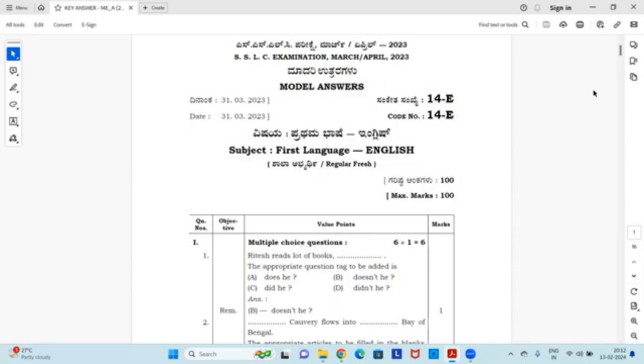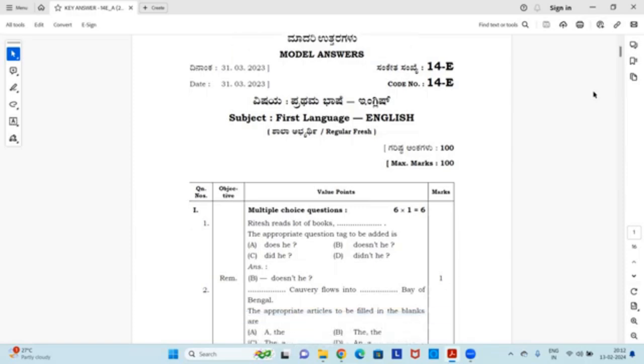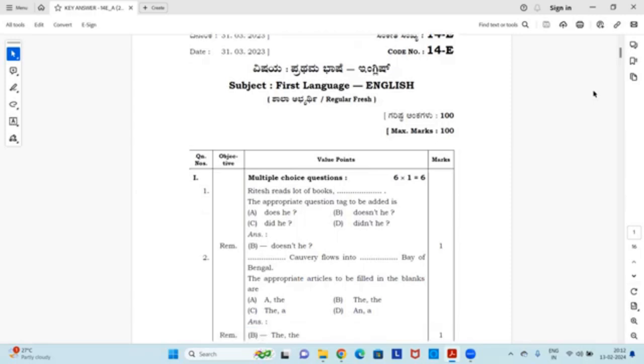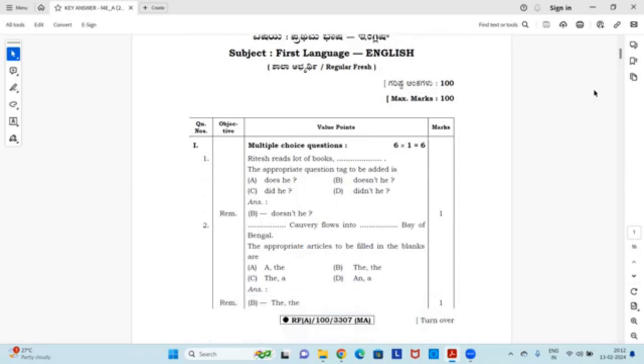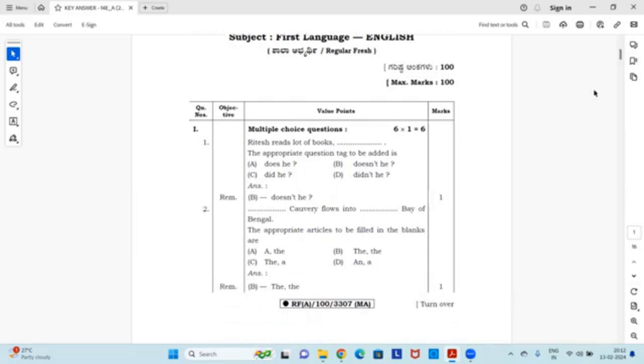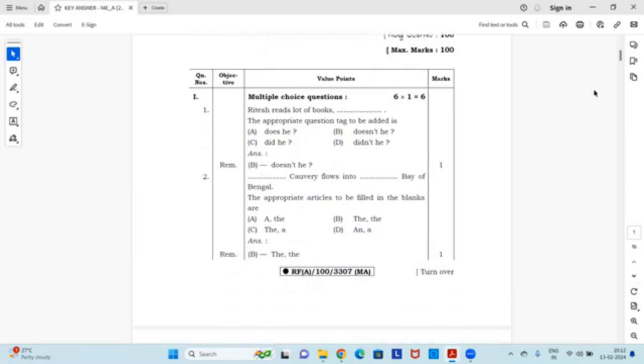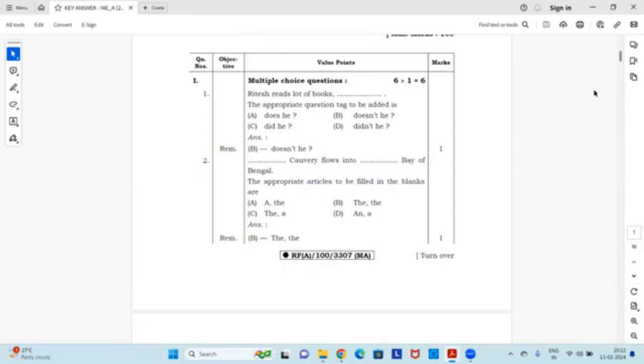So yes, in this video, we are going to discuss the first language English solved model question paper. So here we go without any more wastage of time. Let's get started. Here with the first language English paper, you have 100 marks, and the first main is of multiple choice questions. So let's quickly get started.